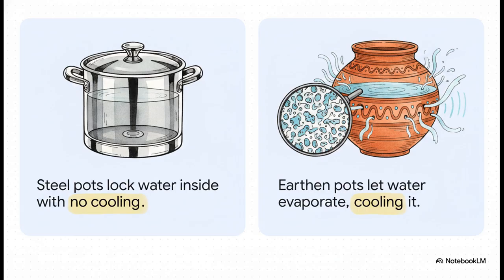Now, unlike a shiny stainless steel pot that totally locks water inside, earthen clay is actually extremely porous. It's full of microscopic holes. So the water inside slowly seeps out to the surface of the clay and evaporates into the air. But here is the magic trick. Evaporation requires heat energy. So as that water turns from a liquid into a gas, it quite literally pulls the heat right out of the pot, leaving the drinking water inside refreshingly cold.